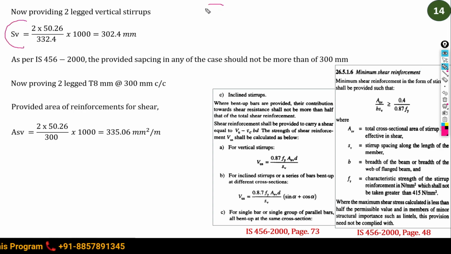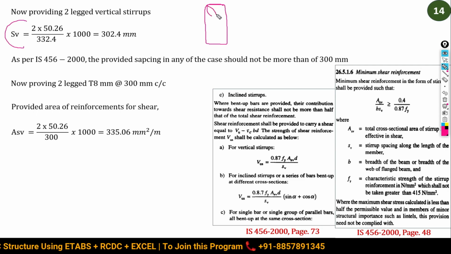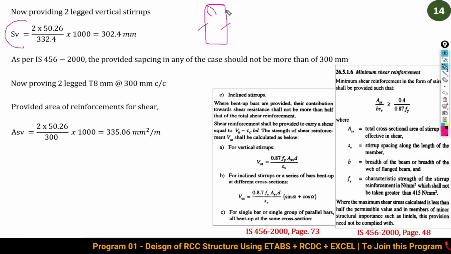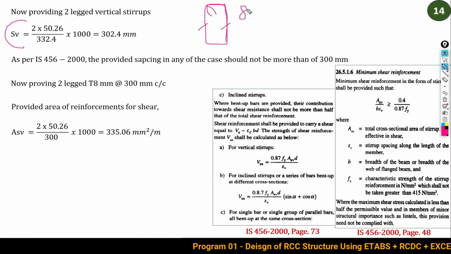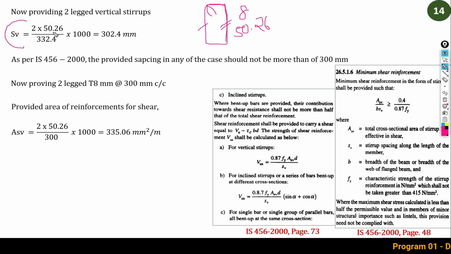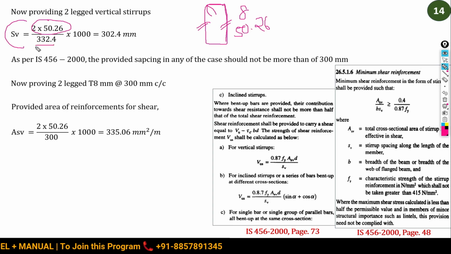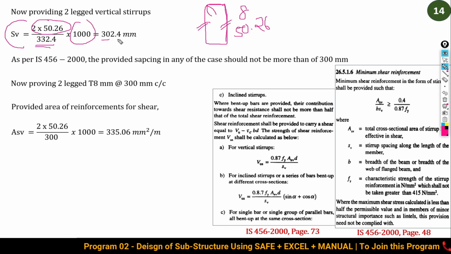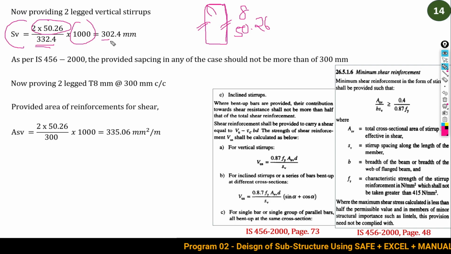I am going to provide a two legged vertical stirrup. Suppose we provide this, as it is the most common single ring of shear reinforcement, it has two legs. If I provide 8 mm diameter bar, one leg will have a unit area of 50.26 something. So 50.26 multiplied by two legs. So the unit area at one section is this much, divided by the demand of the minimum reinforcement, 332.4 over 1 meter. So what spacing are we getting? 302.4 mm. This much spacing you have to provide.